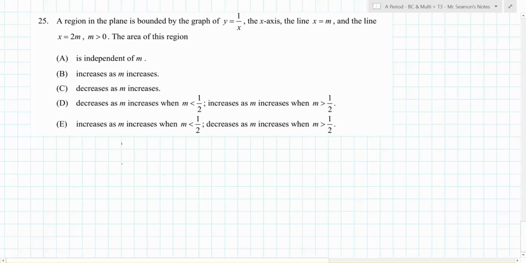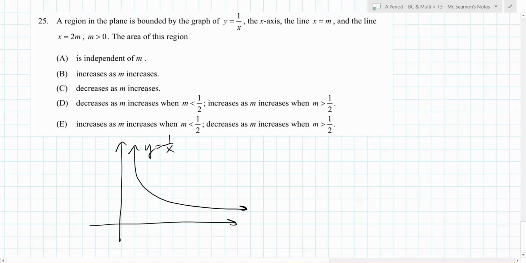What could you do theoretically first on this? I would draw a picture, yes. So we have y equals 1 over x. So that's going to be this, right? The line x equals m and the line x equals 2m. Oh, this is cool. So this is x equals m. This is a cool question. x equals 2m. Ooh, I like this.